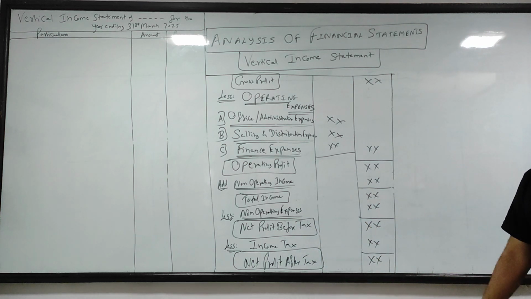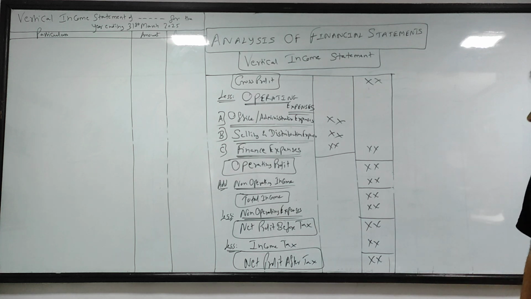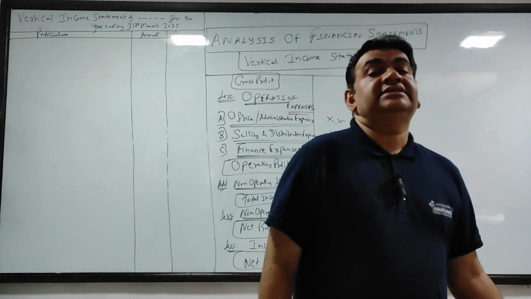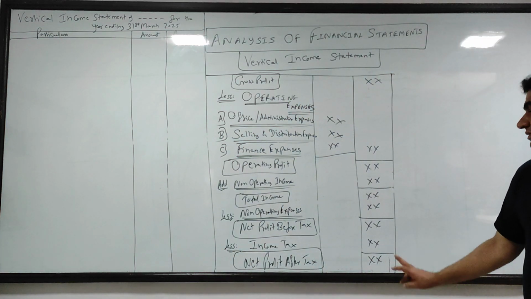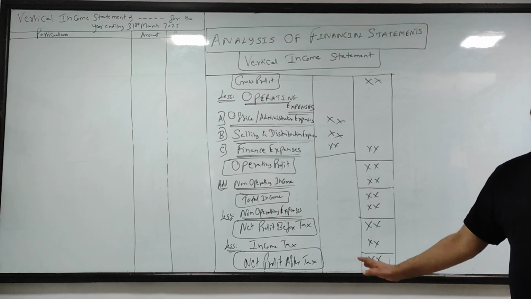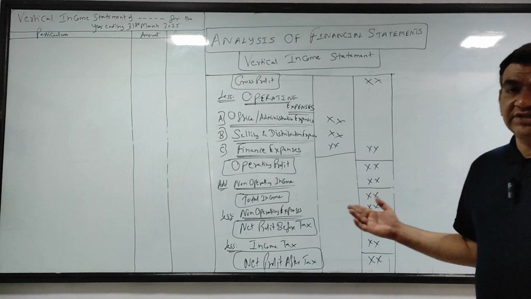From the net profit before tax, deduct income tax. After deducting income tax, what remains? That's my net profit after tax. That is the final figure. So net profit before tax minus income tax gives you net profit after tax. Got it? Just rewind and understand the explanation.